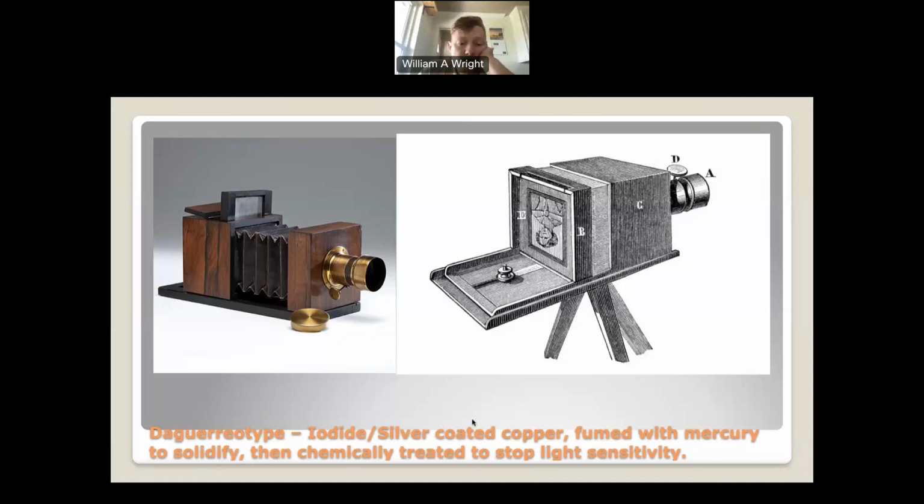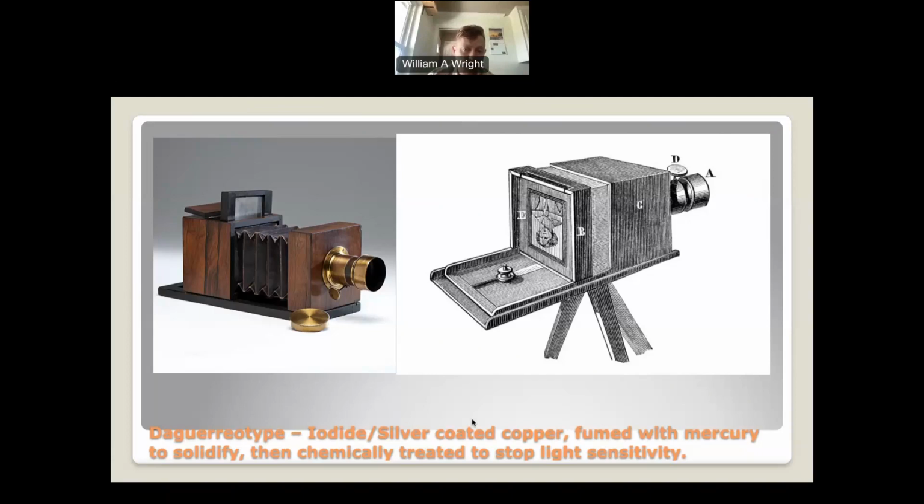So basically daguerreotypes were literally taking a sheet of copper that was treated with iodide or silver. That iodide and silver made it light sensitive. You set it in the box. You would open up the box, which is, like I said, a camera obscura, and it has lenses to make it more clear. And that light would come through and be recorded onto the copper plate. Then all in darkness, you would close it off again. And all in darkness, you would fume it with mercury.